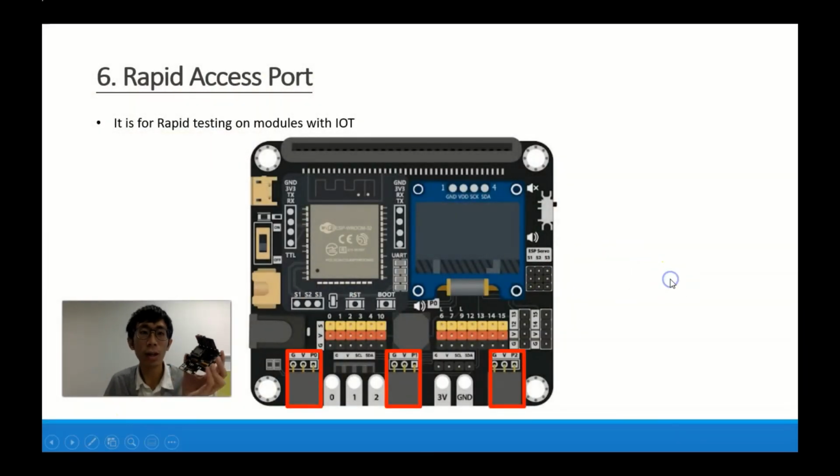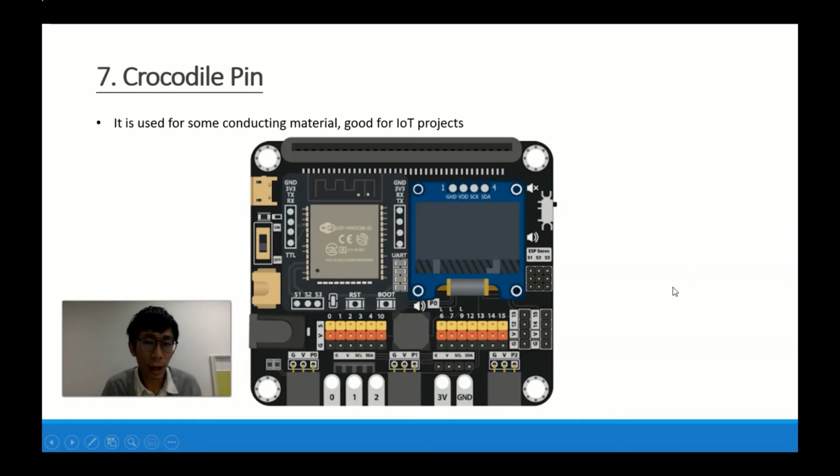Yes, then that is the reason for direct, rapid access to the modules. That's all, there are 3 areas. Okay. And the last thing for the IoT board is the crocodile pin.